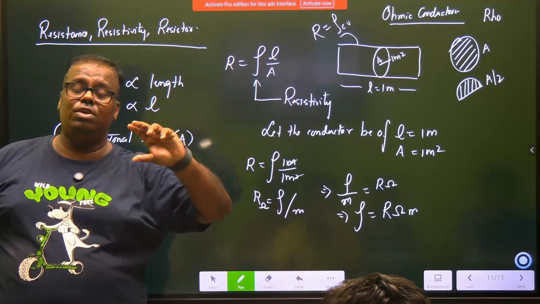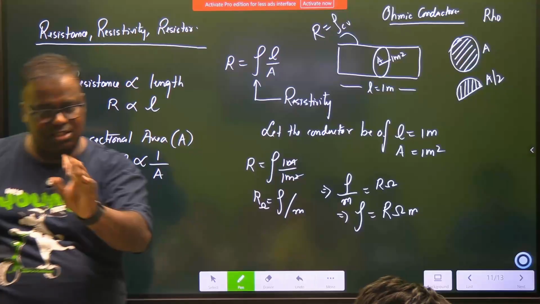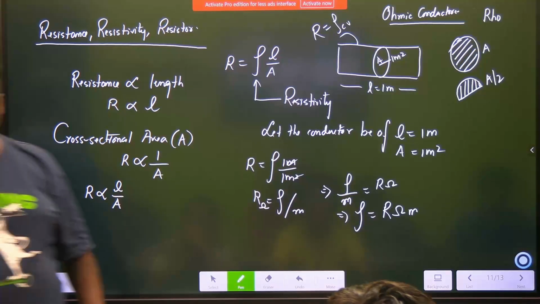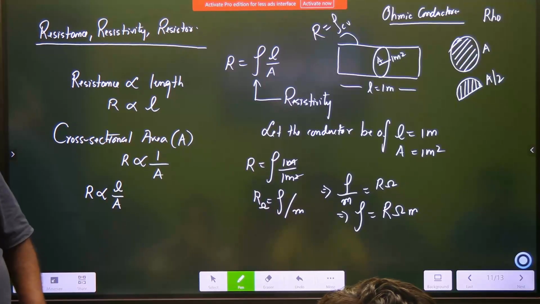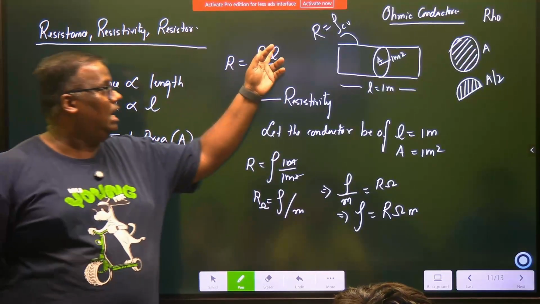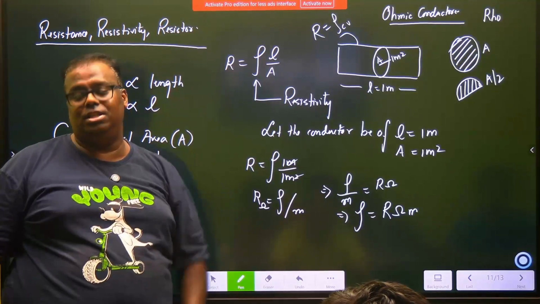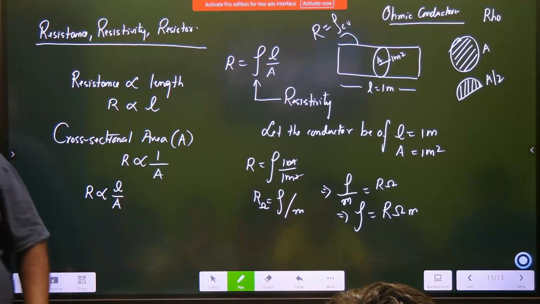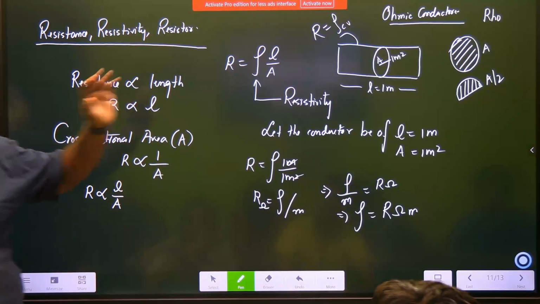Resistance is always... rho is what is coded in you by birth. Some bit of stubbornness is there in you. That is rho. That does not change whether you are a child or you have become elder. Days pass, L and A change. So you have a different resistance at every age. But your resistivity is what was codified right at your birth. Got it?